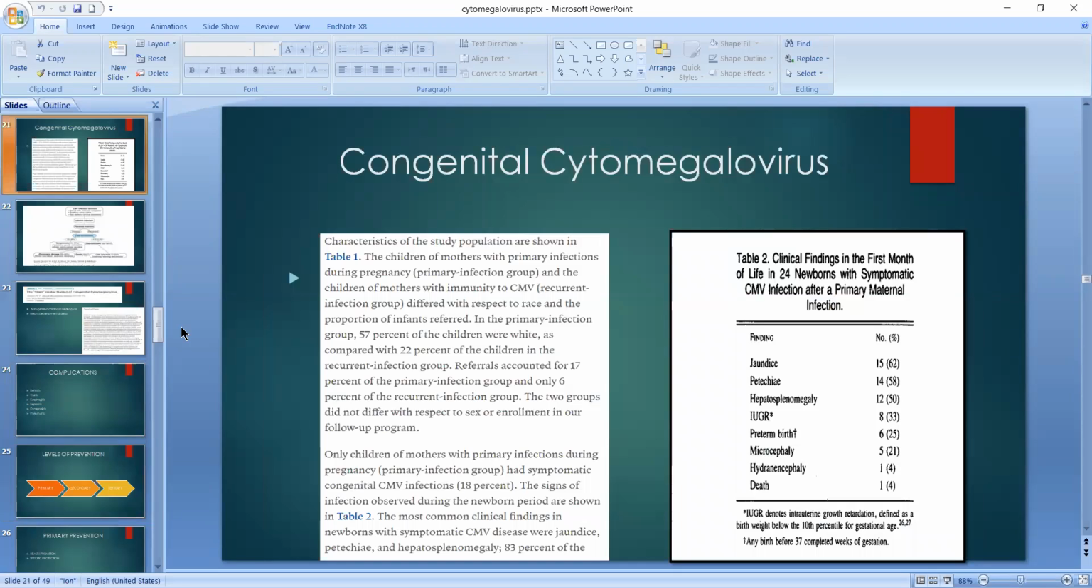Congenital cytomegalovirus. This is one of the articles in which the signs and symptoms of newborn babies are observed, and only children of mothers with primary infection during pregnancy had symptoms of congenital cytomegalovirus infection. The major sign which develops in these newborn babies is jaundice. These are the clinical findings in the first month of life in 24 newborns with symptomatic cytomegalovirus infection after a primary maternal infection, and jaundice is the main problem in these children.